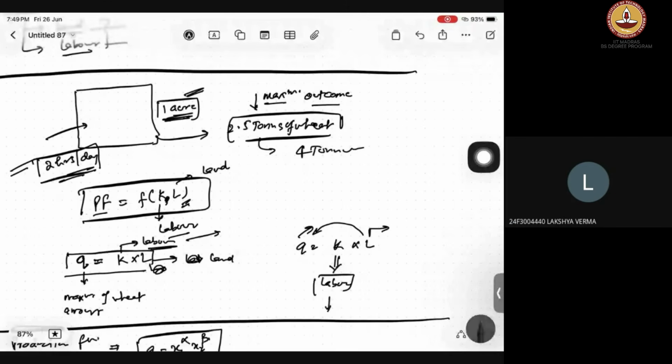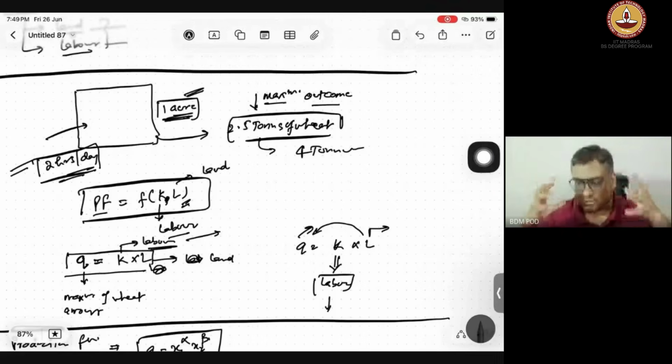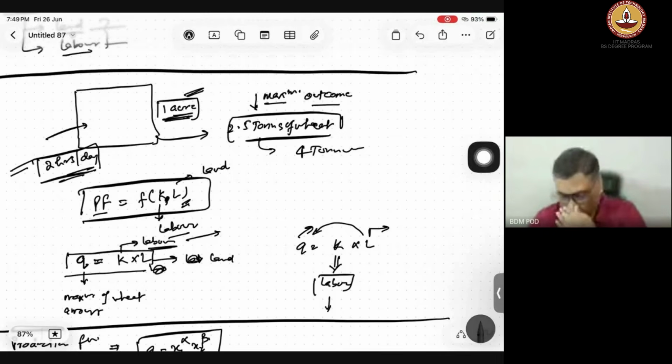Yes, sir, got it. You can see both the variables are affecting. I'll just give you some examples going forward where you can have more clarity. I'll give you one example now.